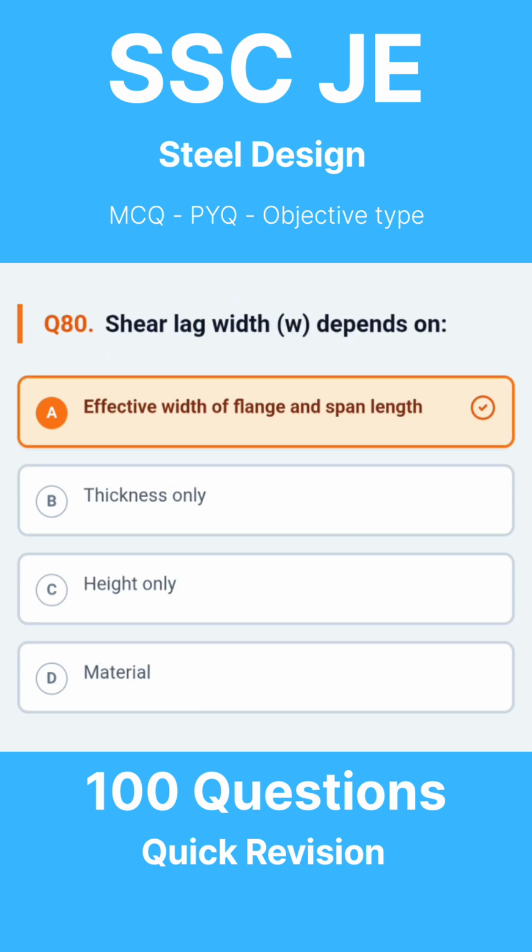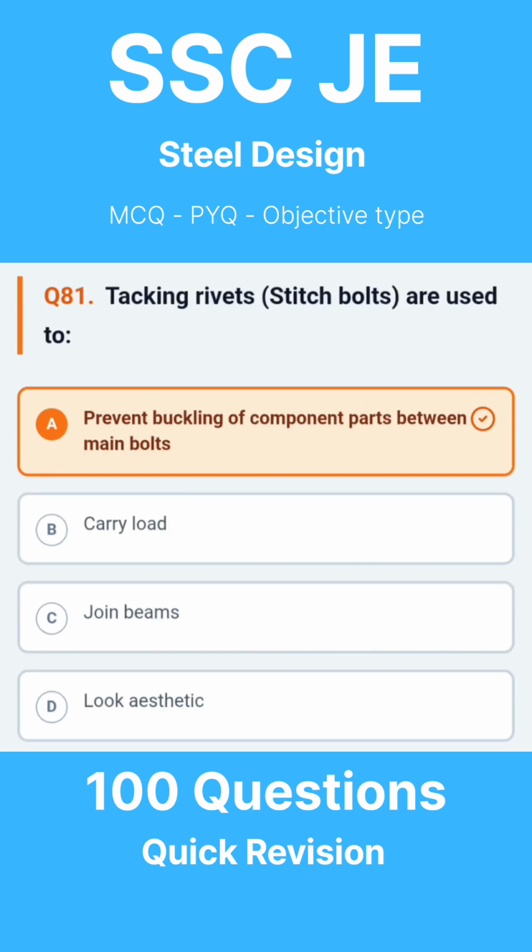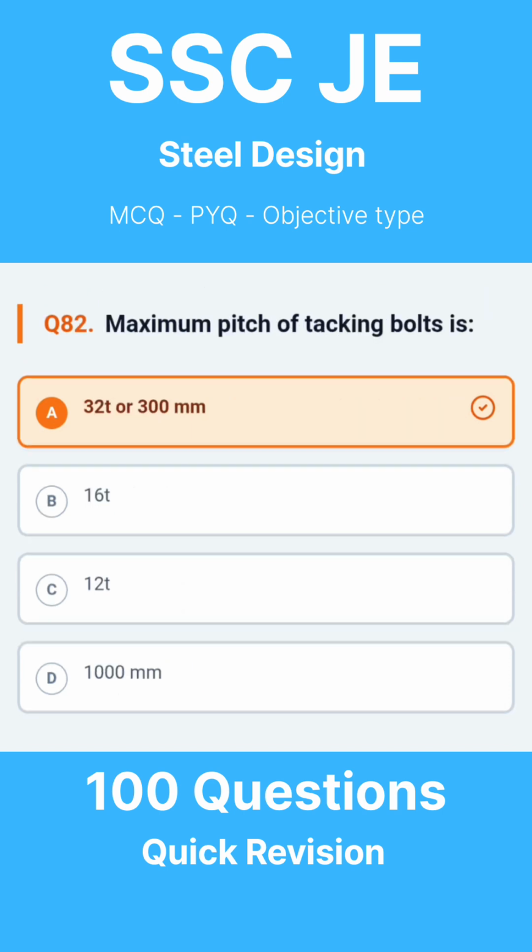Question 80. Shear lag width w depends on. The correct answer is effective width of flange and span length. Question 81. Tacking rivets, stitch bolts, are used to. The correct answer is prevent buckling of component parts between main bolts. Question 82. Maximum pitch of tacking bolts is. The correct answer is 32 t or 300 mm.